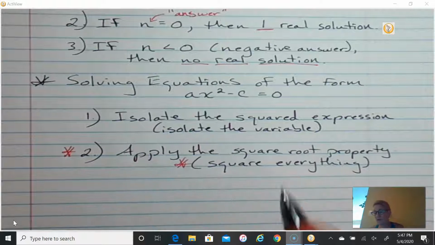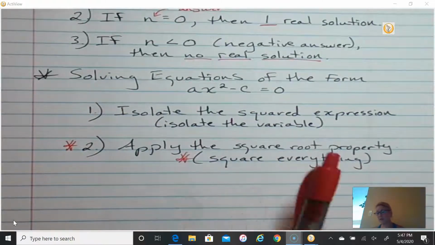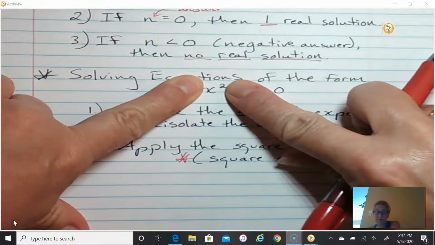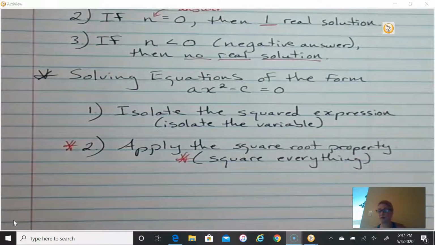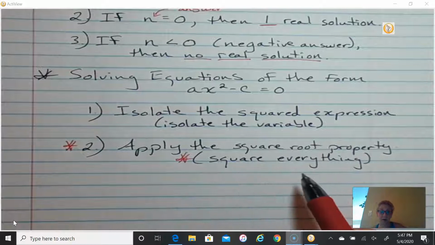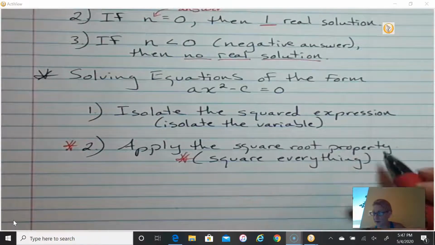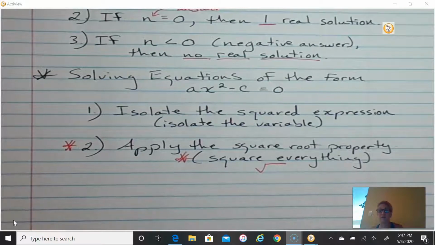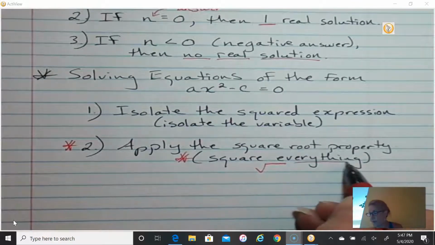Putting another red star there. So the first thing you do, isolate that variable, the squared variable. Then you're going to apply the square root property, which means you're going to square everything. You know, the radical sign, I'll even put that right there. You're going to put that radical sign on everything.